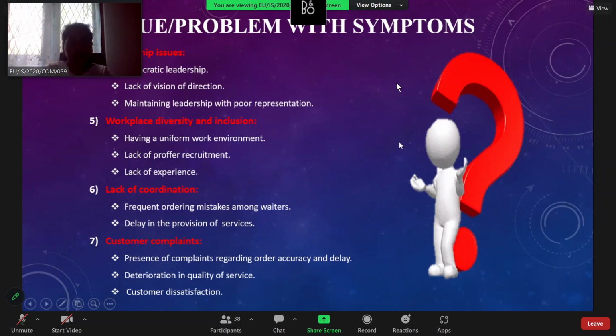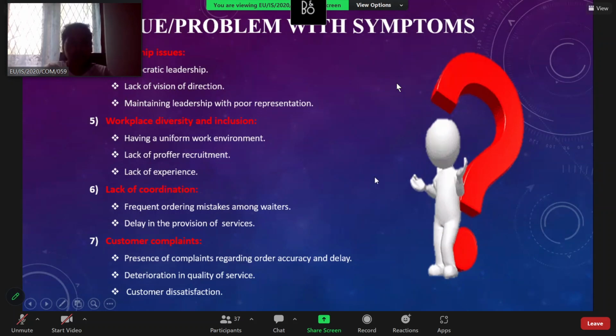Number 5, workplace diversity and inclusion. Evaluating the organization's approach to diversity and inclusion. Explore how a lack of diversity and inclusion can lead to a homogeneous work environment, limiting creativity and stifling innovation. Number 6, lack of coordination. Restaurant staff lack proper coordination and communication, resulting in inefficiency and delays in serving customers. For example, orders are frequently miscommunicated between waiters and kitchen staff, resulting in incorrect or late food.